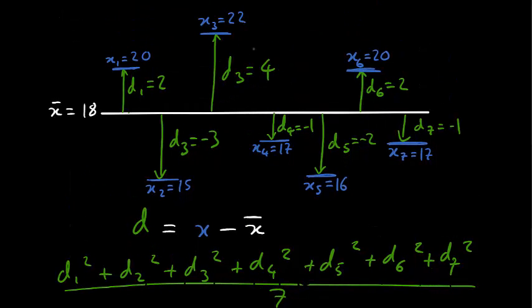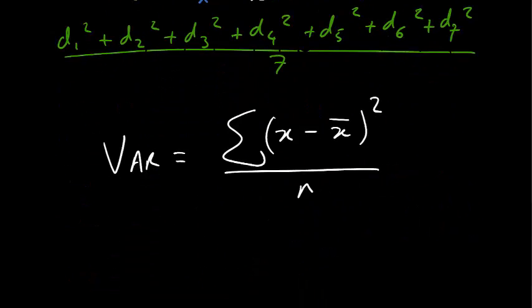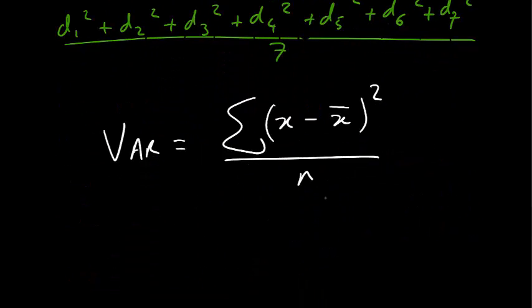I need to look at each of those distances. Well, how did I get those distances? d3 was equal to x3 minus the mean, okay? I then need to square it, so I just square both sides. I add each of the distances together, which is why I use that sum there, and I take the mean of that, which is why I divide through by n. So that's the first formula for the variance.